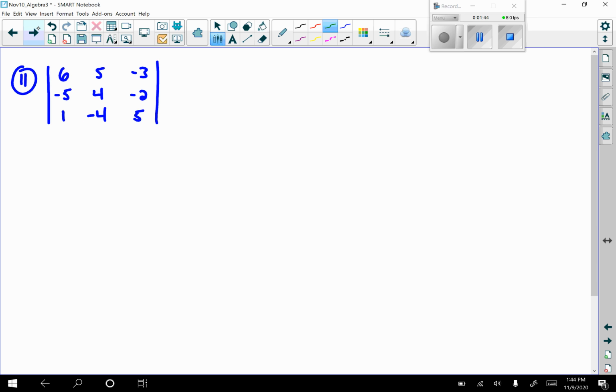All right, from 9 through 12, these all had the vertical bars. Now for number 8, you'd have to just rewrite it first with the vertical bars around it and then go to your equal sign. All right, so again, the process here is I'm going to circle my first number, and then I cross out the row and the column. Here's the row, here's the column. So I'm going to take that 6 and multiply it by the determinant of 4, negative 2, negative 4, 5.